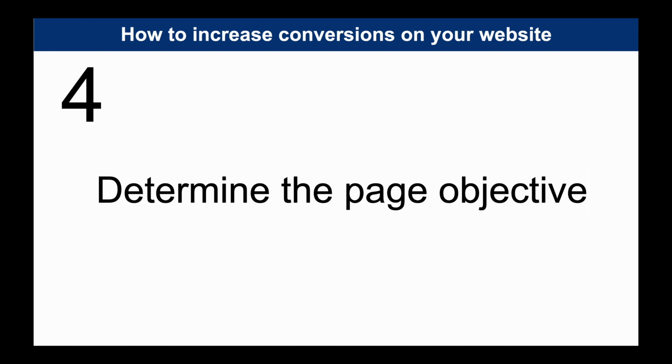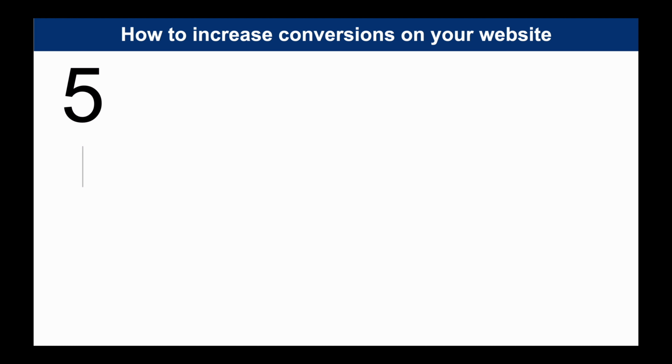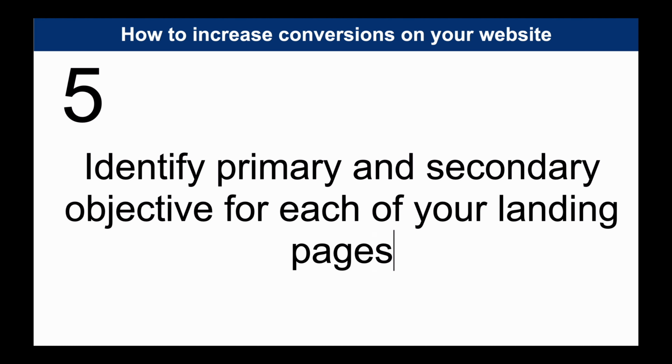Then the next step is to determine the page objectives. You need to identify the primary objective of your page. If it's a blog post, the primary objective is to engage people with that content and send them to another blog post. But the secondary objective is to encourage them that when they are ready to make a purchase decision, they should come back to your website. So that's the secondary objective.